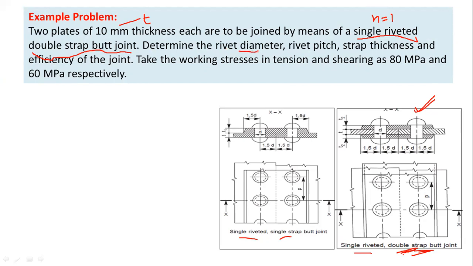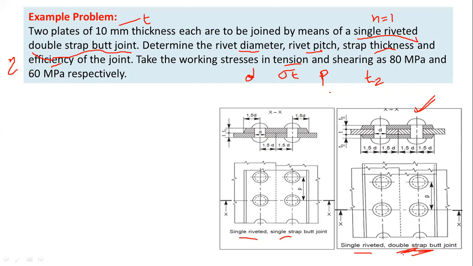Determine the rivet diameter, that is small d. Rivet pitch, that is the distance between two successive rivets, is called pitch. Pitch P, you have to find out P. Strap thickness, here T2 are the cover plates, so strap or cover plate thickness is T2. And efficiency of the joint, efficiency means zeta.